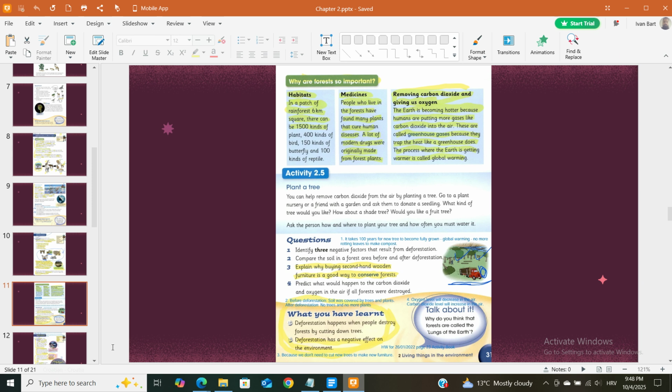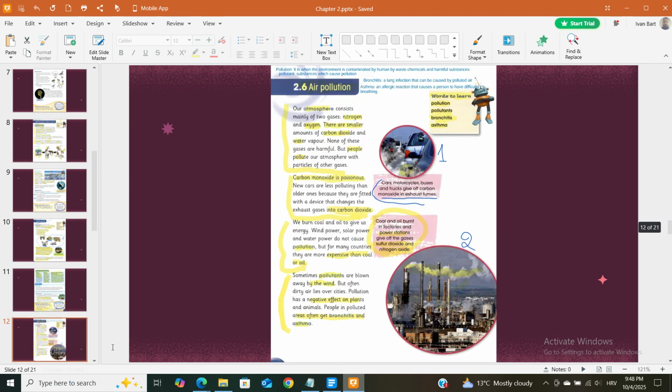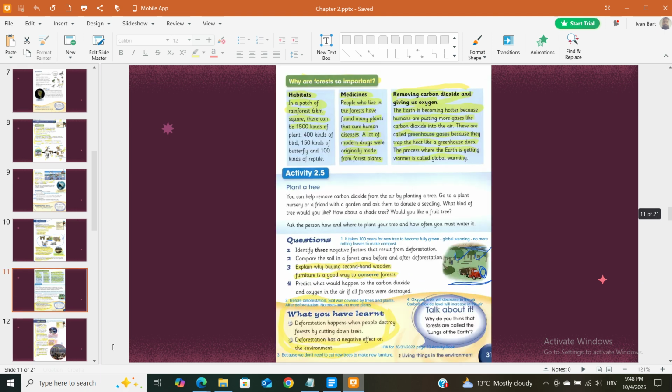Questions. 1. It takes 100 years for a new tree to become fully grown. Global warming, no more rotting leaves to make compost. 1. Identify 3 negative factors that result from deforestation. 2. Compare the soil in a forest area before and after deforestation. 3. Explain why buying second-hand wooden furniture is a good way to conserve forests. 4. Predict what would happen to the carbon dioxide and oxygen in the air if all forests were destroyed.